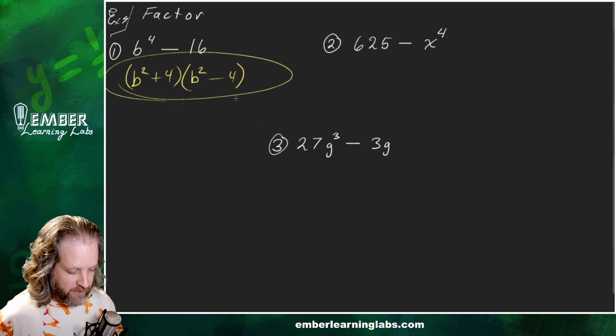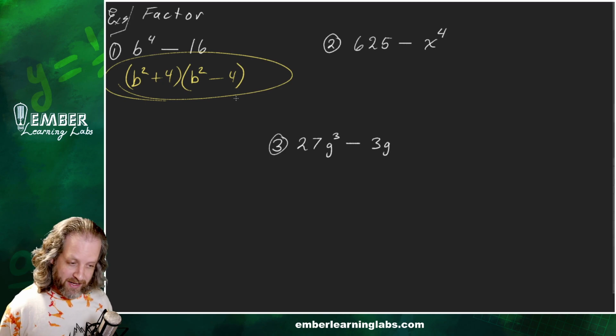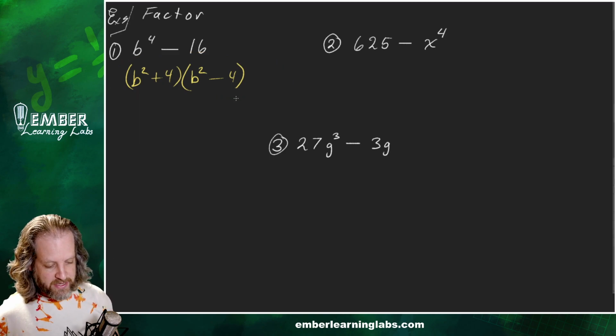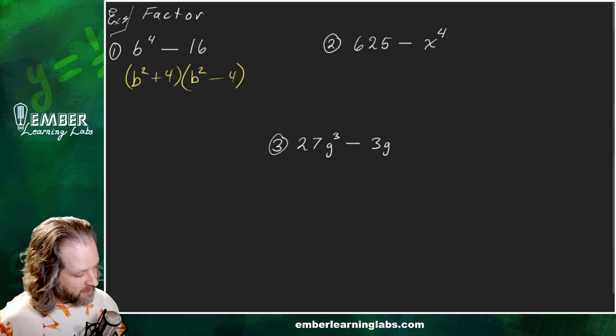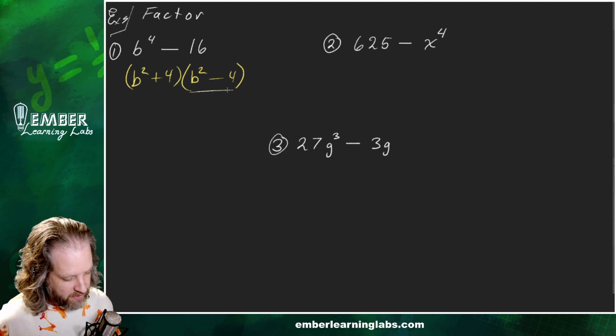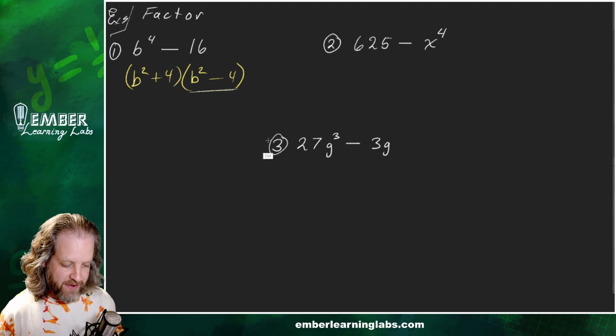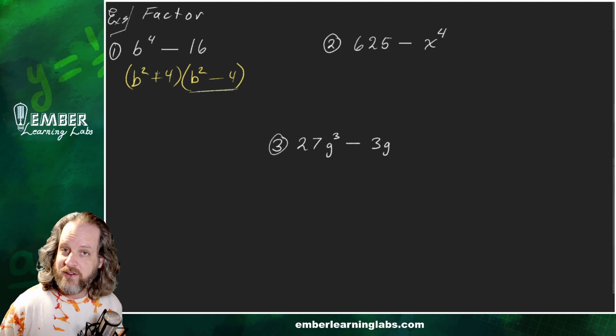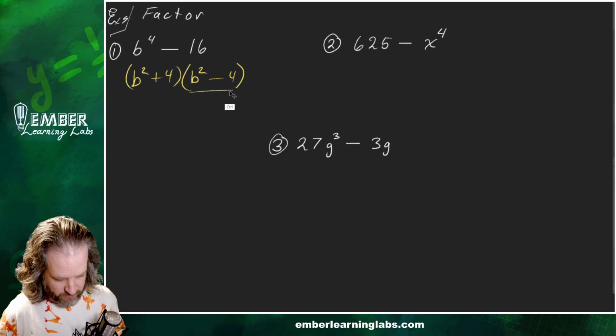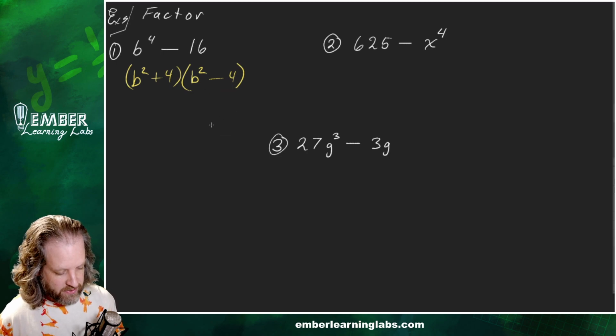Now you might be like, well, let's circle that and move on, but wait a minute, there's more, because in this particular problem, we have another difference of squares right there. Right? This one's not. That one's not a difference of squares. We can't factor him anymore. He's as factored as he's going to be. But this one right here, we got another difference of squares, so we need to factor that as well.